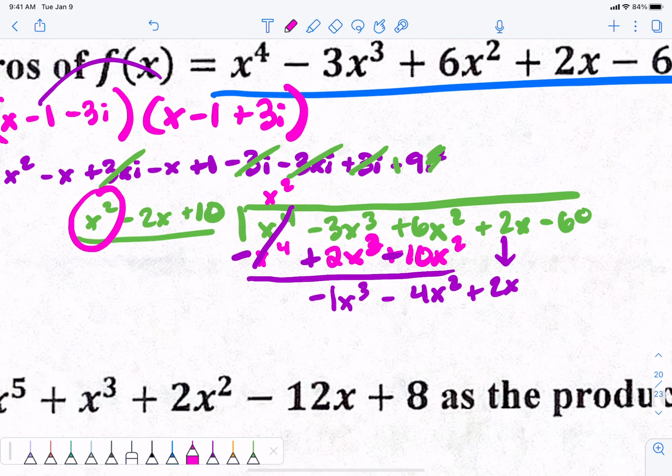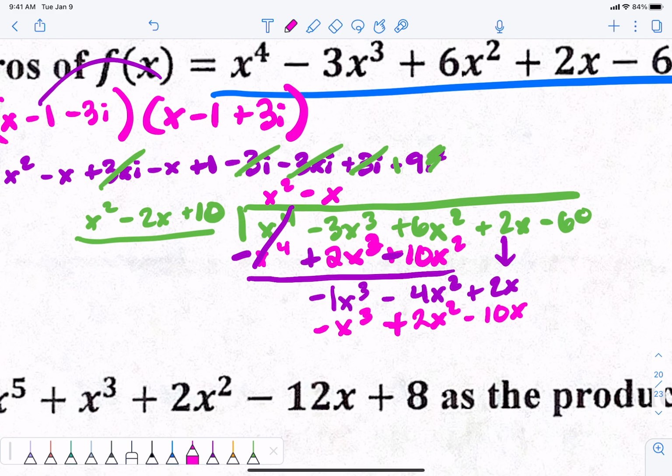Okay, so now we start again. X squared, what do we take times it to get negative x cubed? Is negative x, right? And that becomes negative x cubed plus 2x squared. Plus 2x squared minus 10x, and then we flip signs again. So plus, minus, plus. I like doing this with 2 different colors.